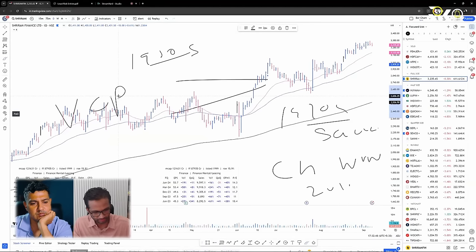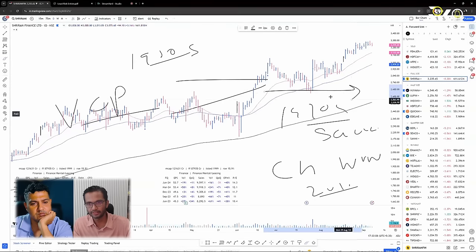A lot of people ask me if it is VCP or if it is a cup and handle pattern. Basically the idea is the same, right? He mentioned in one of his interviews that all these ascending triangle, cup and handle, symmetrical triangle, all these are VCPs, volatility contraction patterns. What it means is that as you go to the right hand side, your volatility contracts.